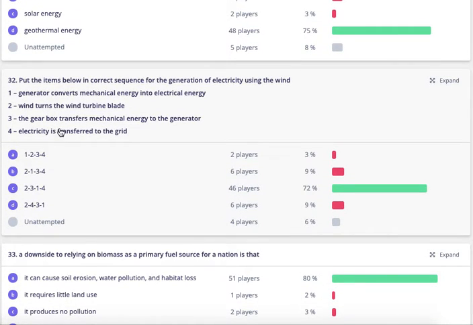Okay, put these in the correct order. It's 2, 3, 1, 4. Wind turns the wind turbine blade. So the wind turns the blade on the windmill. The gearbox transfers mechanical energy to the generator. Okay, that's the energy from the turbine blade spinning. 1, generator converts mechanical energy into electrical energy. Okay, and then 4, the electricity is transferred to the grid. Okay, great.